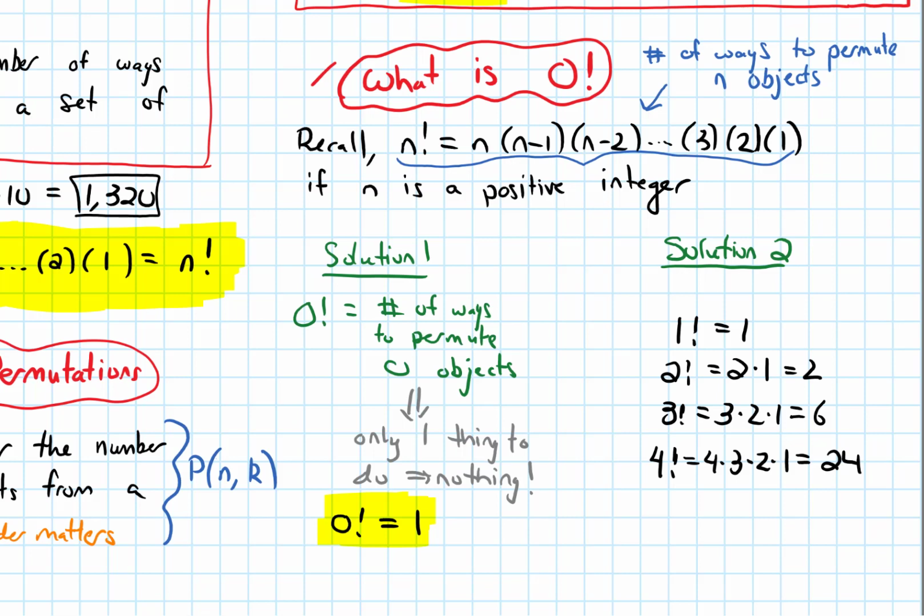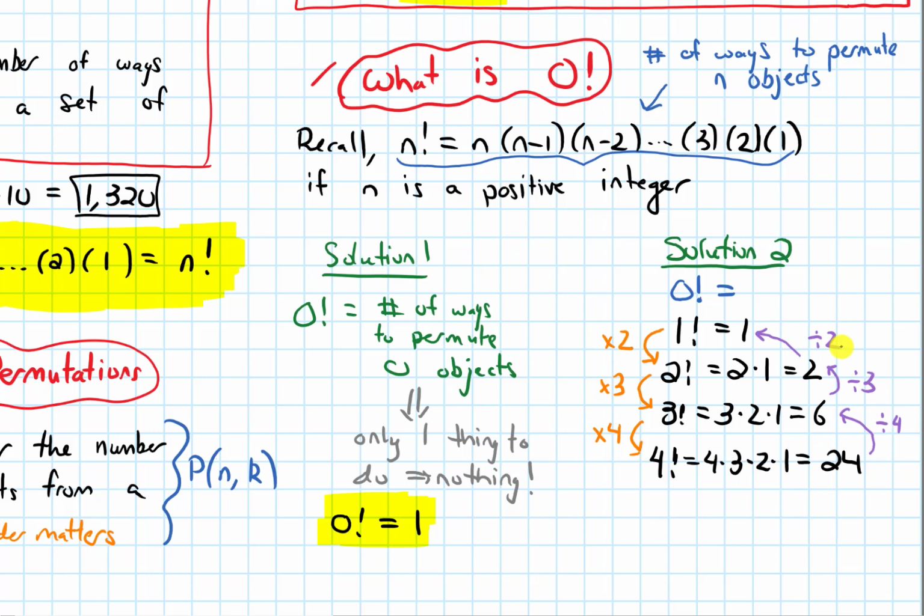So I want to use this pattern to go back and think about what 0 factorial would be. So notice, to get from 1 factorial to 2 factorial, I multiply by 2. And to get from 2 factorial to 3 factorial, we multiply by 3. And to get from 3 factorial to 4 factorial, we multiply by 4. And then going in the reverse direction, to get from 24 to 6, we divide by 4. And from 6 to 2, we divide by 3. And to get from 2 to 1, we would divide by 2.